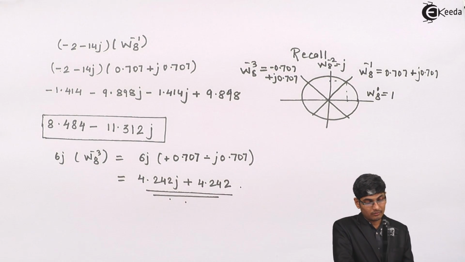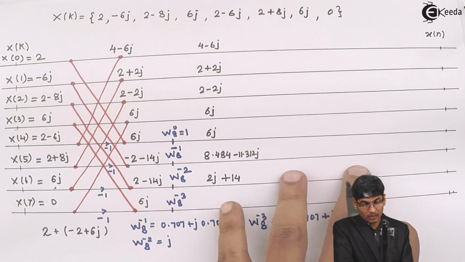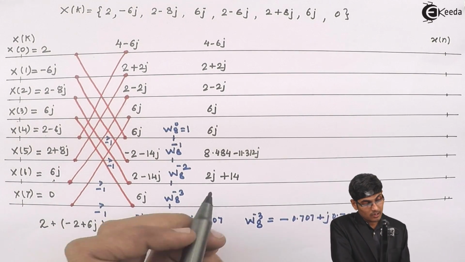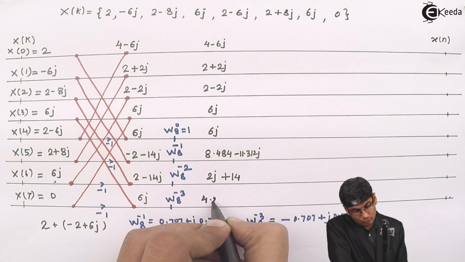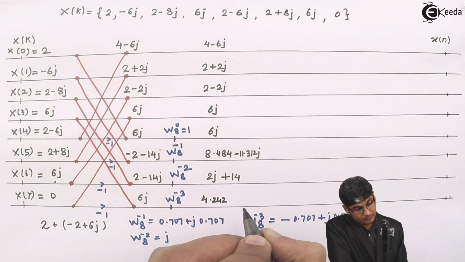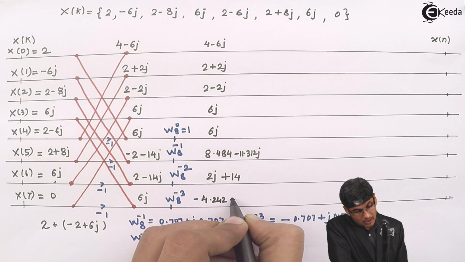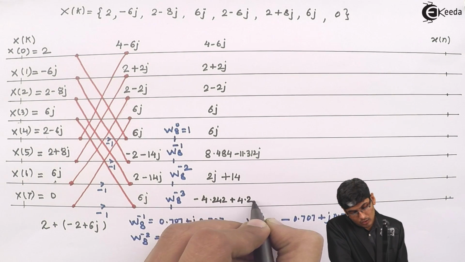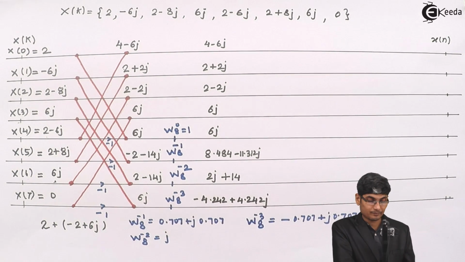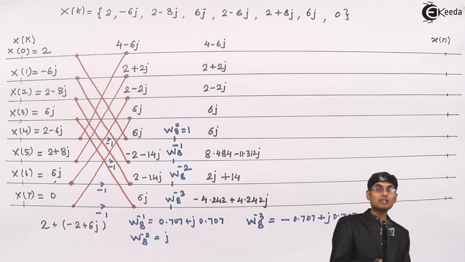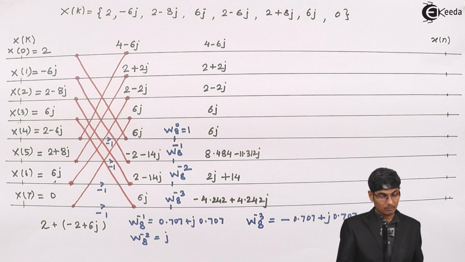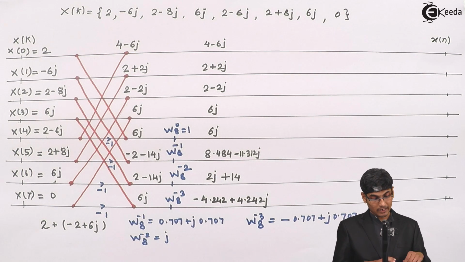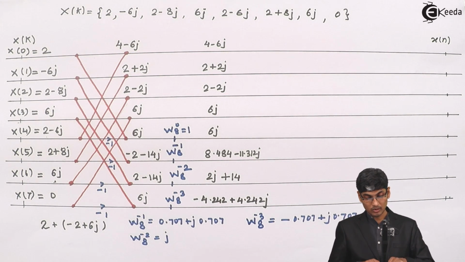Okay, so this will be the final value. So I will write the final value over here also. The final value for this problem is minus 4.242 plus 4.242 J. Agreed? So this is the next input that I am going to get for the calculation. Now let us go ahead and do the crisscross processes.